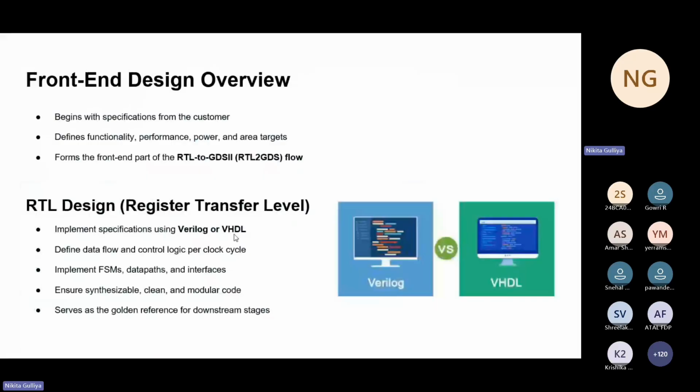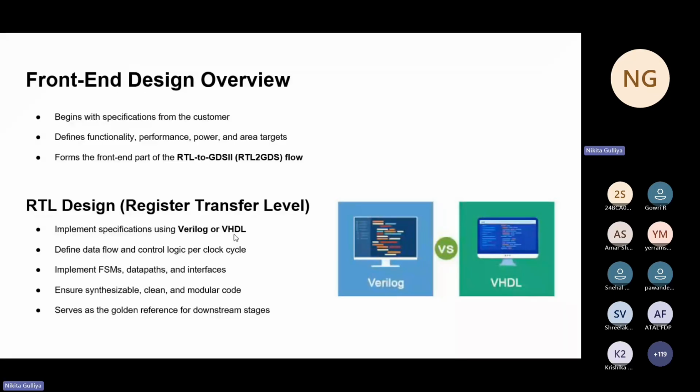If I talk about the front-end design overview, then front-end design begins with customer specification. Here we define the chip's functionality and set all the performance, power, and area targets. This stage forms the front-end portion of the RTL to GDS2 flow. Most of the logic behavior of the chip is defined in this phase.